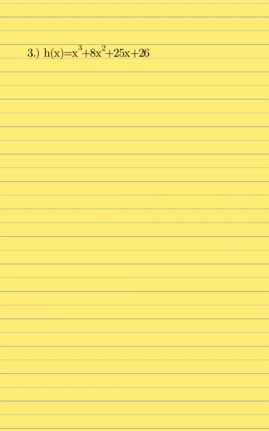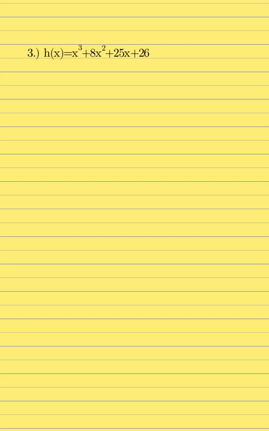When it came to problem 3, there was a little problem with the original worksheet. When I was writing it, I had a different function written down on my piece of paper. But if you notice, the function here, h of x, is exactly the same as f of x on the worksheet. So what we did is we changed h of x to be this. This h of x is x cubed plus 8x squared plus 25x plus 26.